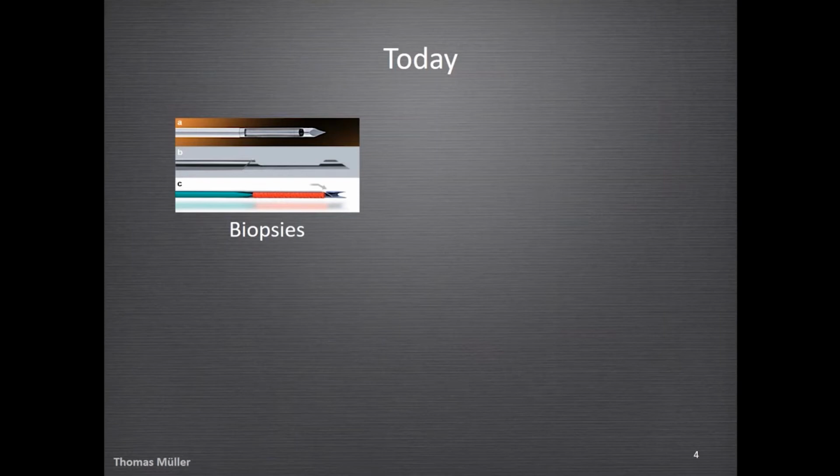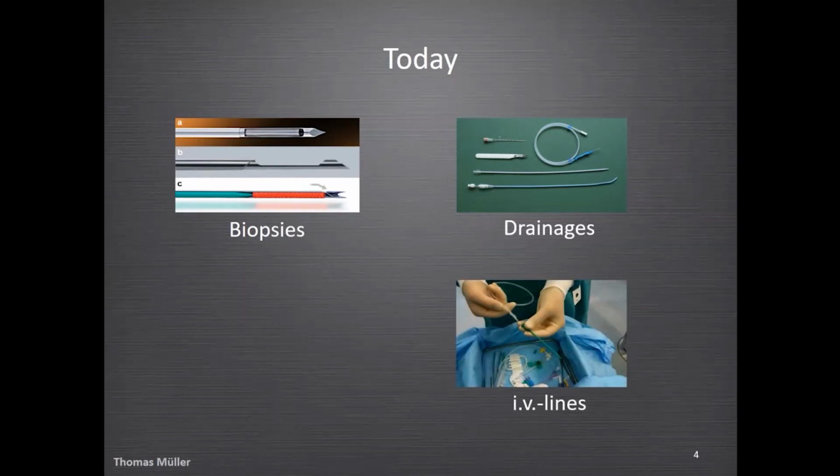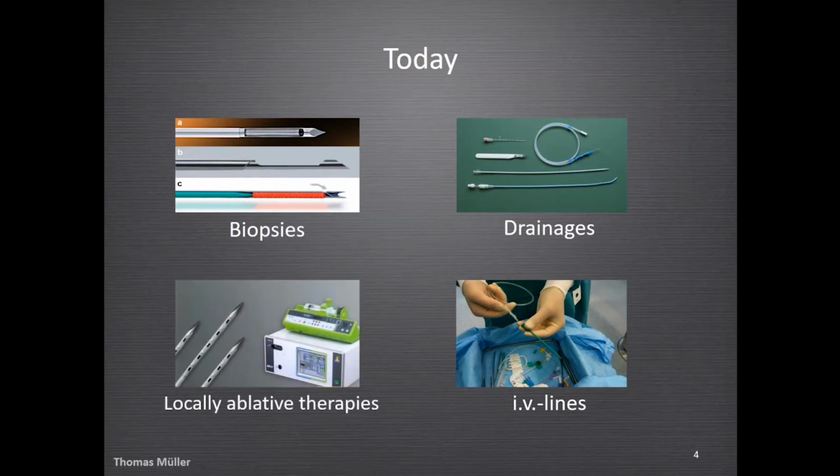Today we want to get biopsies out of the body. We use different kinds of needles, as you can see here: suction needles, true cut needles, or pincer needles. We want to place drainages into cavities, abdominal cavities or pleural cavities. We want to do IV lines, and of course we want to do locally ablative therapies. All these applications are today's portfolio of what we have at hand. And what do we need for these interventions?